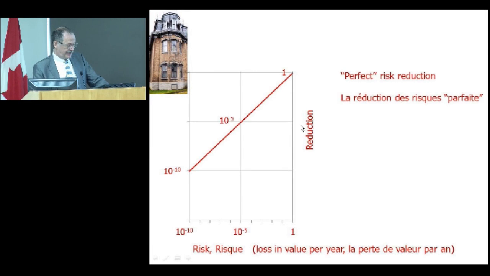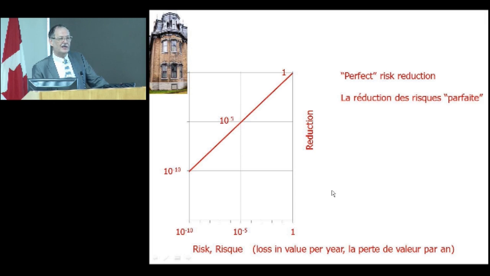Now on the vertical one here, I'm going to plot the reduction of the risk. So if we had a perfect risk reduction, all of our options solved all of the risks, we would have this 45-degree line. So risks that are scaled 1, we lose everything in a year, it's gone. The risks where we lose 10 parts in a million, 10 to the minus 5, perfectly solved.